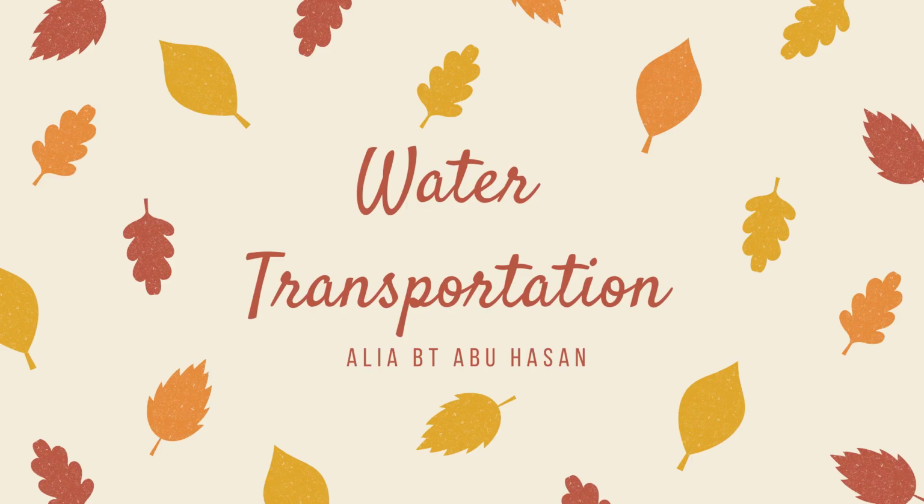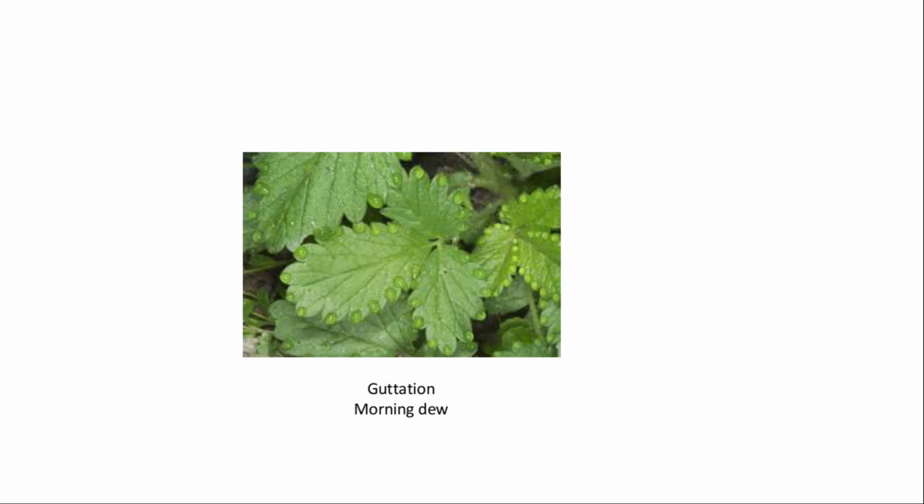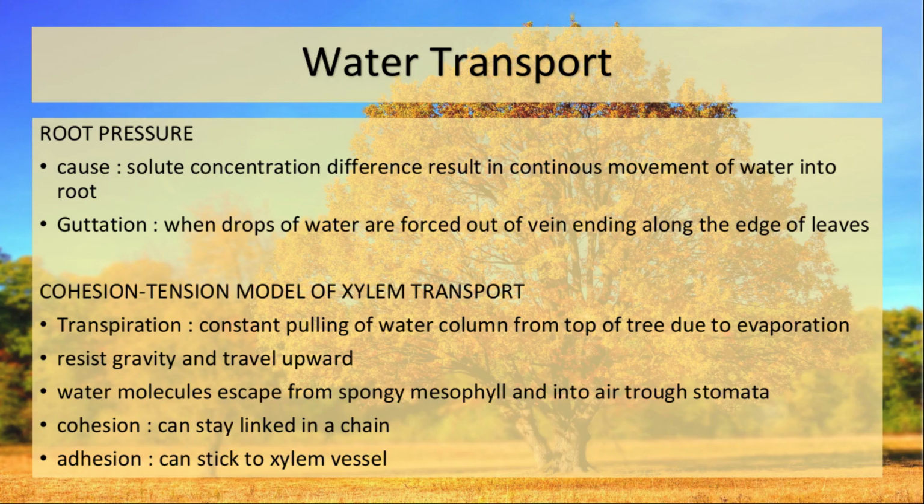Now, continuing my next part, water transportation. To make sure that water can distribute efficiently across the whole plant, there are two ways of water transportation. First is root pressure and second is cohesion tension model. The root pressure is caused by solute concentration difference. This will result in the continuous movement of water into the root. One of the phenomena that occurs due to root pressure is guttation. Guttation happens when drops of water are forced out of vein endings at the edge of the leaves.